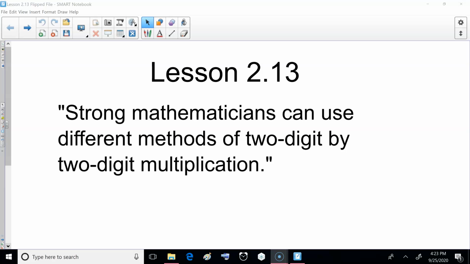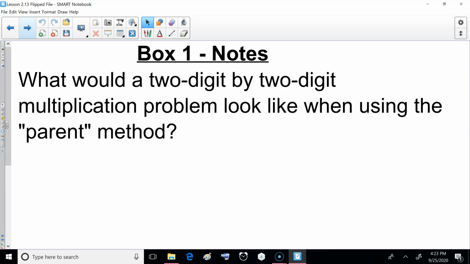Strong mathematicians can use different methods of two-digit by two-digit multiplication. So take out your notebook and a pencil, write down today's date, the lesson, and maybe a little two-digit by two-digit multiplication. It will be a little bit different today than yesterday, but we're going to practice both skills together. So notice, what would a two-digit by two-digit multiplication problem look like when using the parent method?